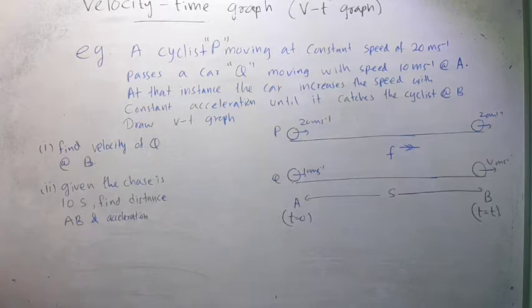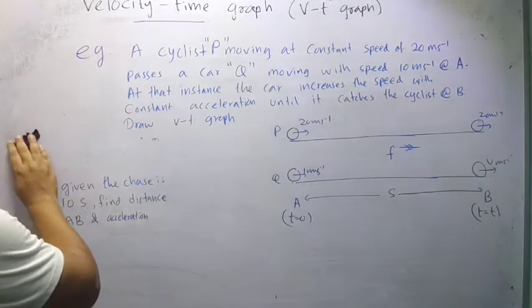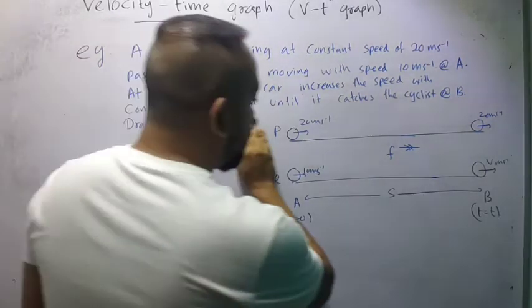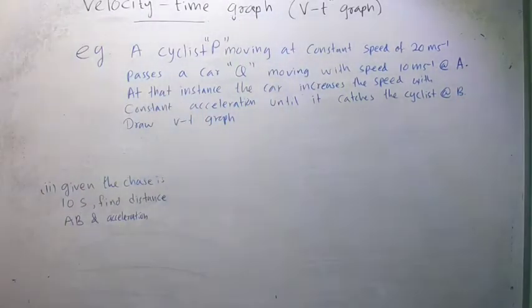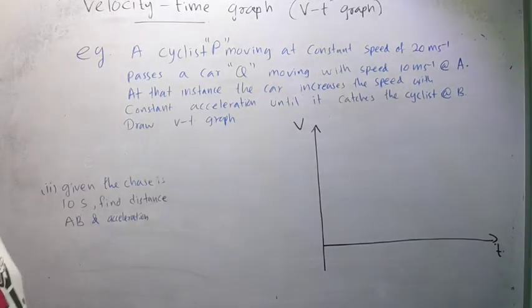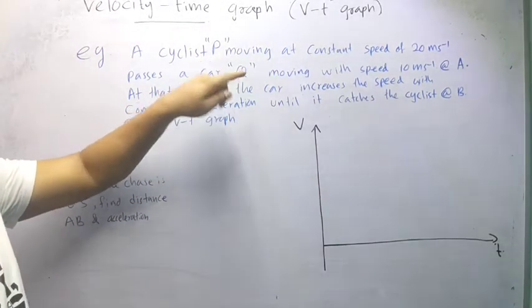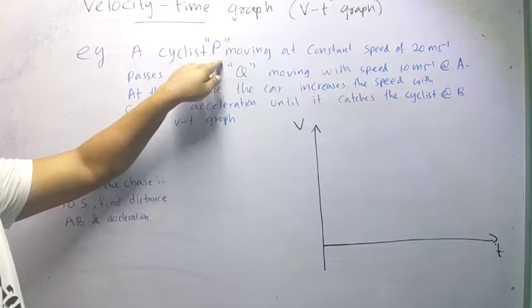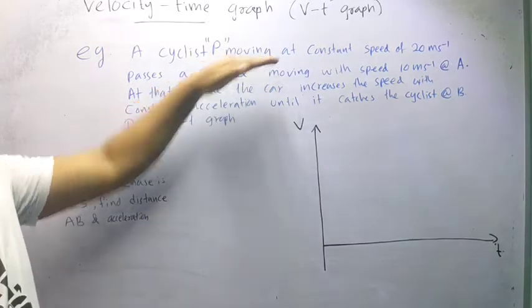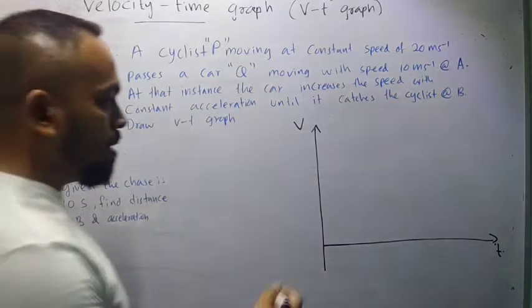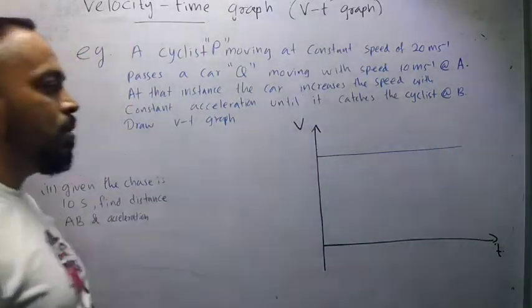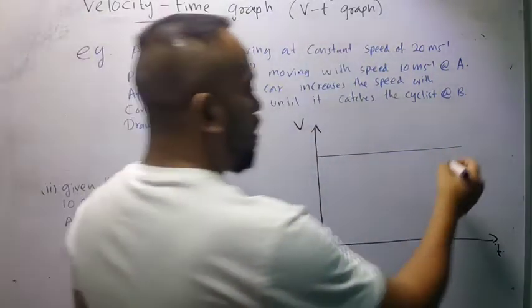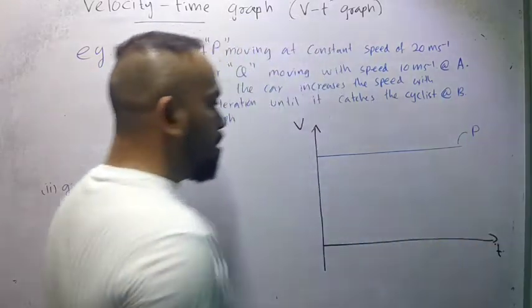So we'll do the VT diagram now. Right. So let's draw the curve for the cyclist. Cyclist P is moving with 20 meters per second, so from this level, 20 meters per second, and continues moving with constant velocity. This is the curve of P.